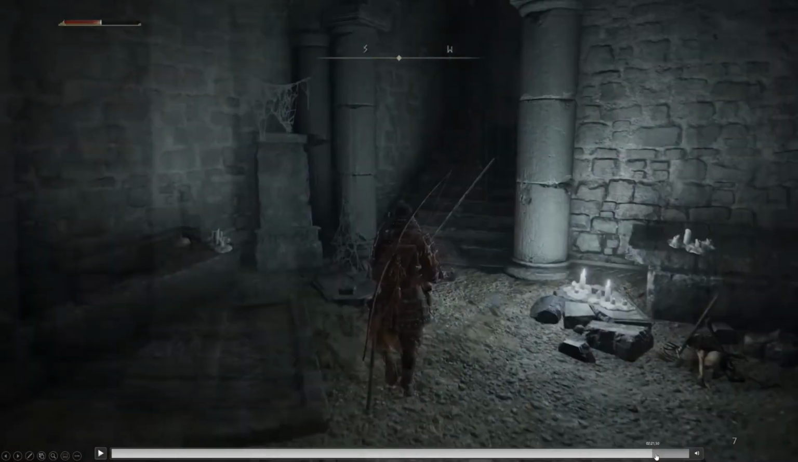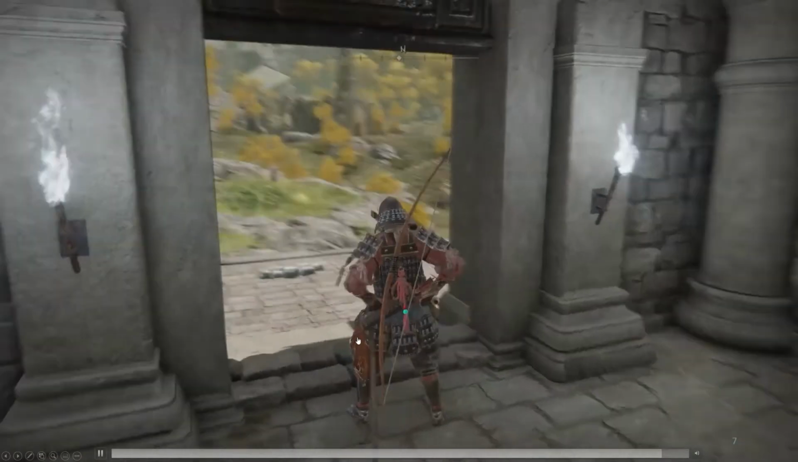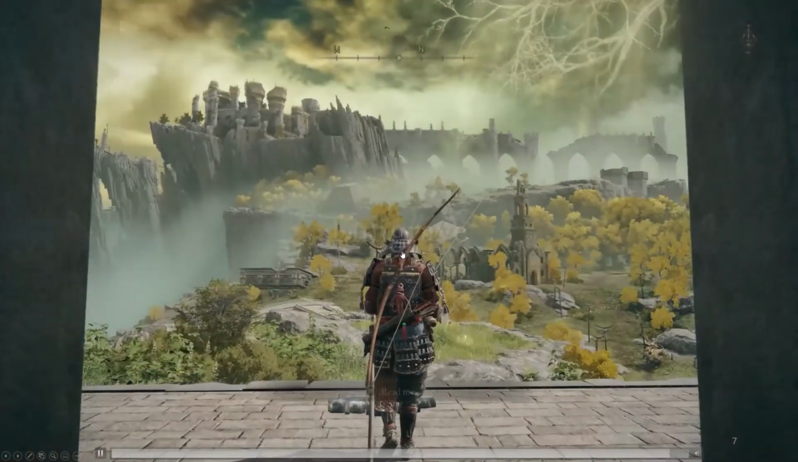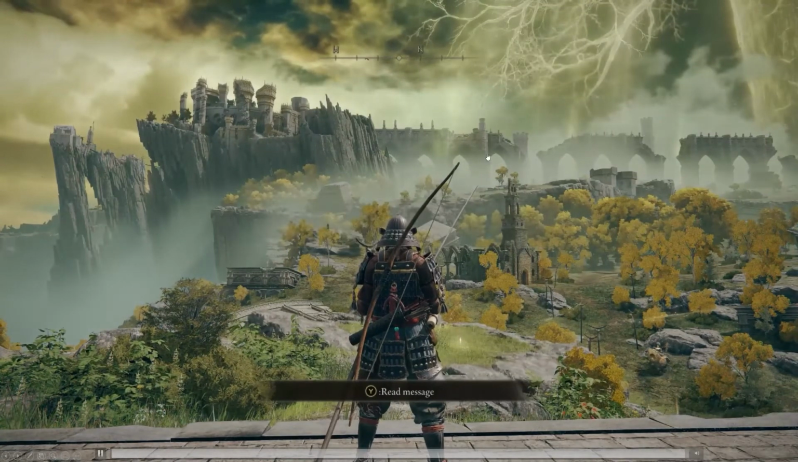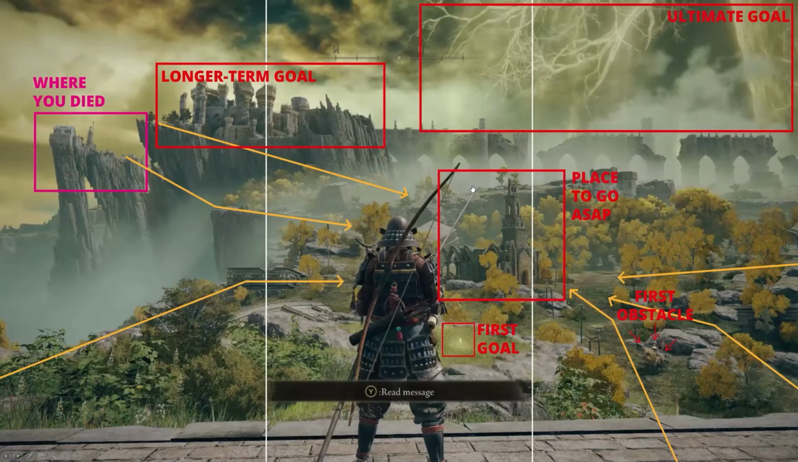And when we leave this tutorial area, we go to the first open area, which is called the Limgrave. And this is where I actually want to stop for a while, because I made a very basic sketch about this that presents how clear actually Elden Ring is designed.